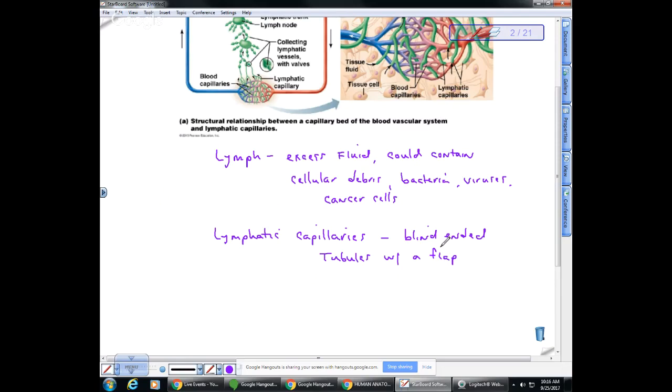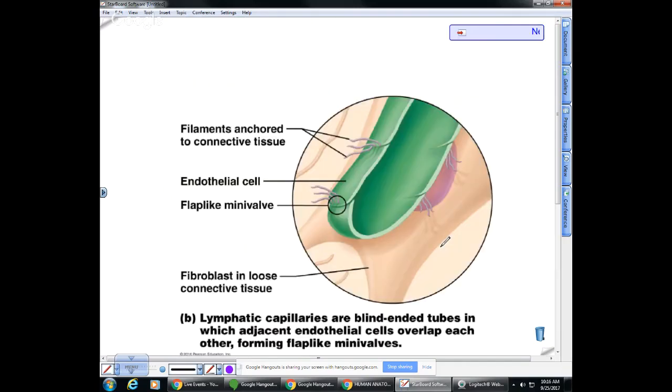In your book, they have a picture of this. It's not open-ended like a straw. If the pressure gets too high outside, it is going to force the flap to open, and fluid is going to enter in. Then when the pressure gets too high in here, it causes that flap to close. Just like in your heart? Yes, it is just like a mechanical valve, opening and closing due to pressure changes, exactly.